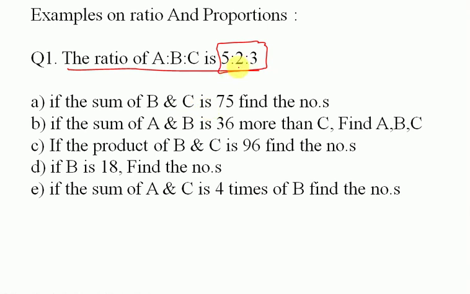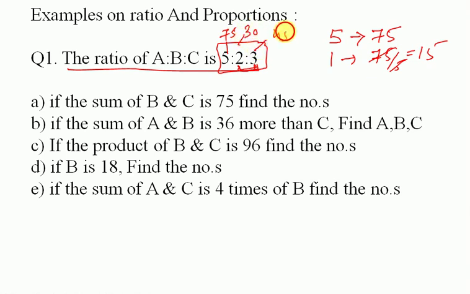Now what are B and C? That is 2 and 3, so that is 5 parts, or you can say 2x, 3x, 5x. So 5 parts is given to you as 75. What is 1 part equal to? That is 75 over 5, which is 15. So 1 part is 15. Find the numbers. First number is 15 into 5, that is 75. 15 into 2, 30. 15 into 3, 45. This is the answer. Directly I am computing.